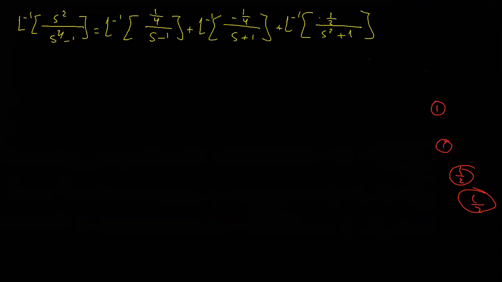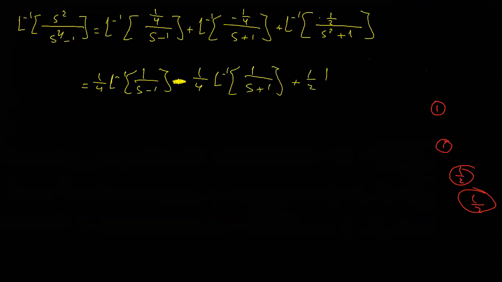Okay, now I'm going to take the numbers out of the Laplace inverse. So 1 over 4, Laplace inverse of 1 over s minus 1. This one is very easy. Check in your table, please. Negative 1 over 4, Laplace inverse of 1 over s plus 1. Check your Laplace inverse table, please. Here also plus half, Laplace inverse of 1 over s squared plus 1.